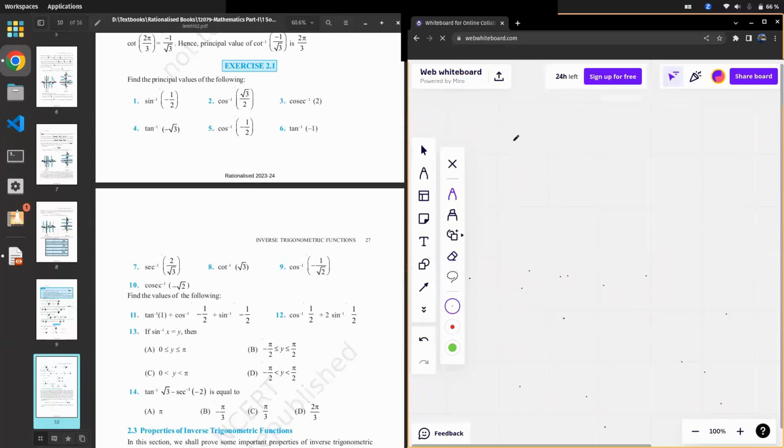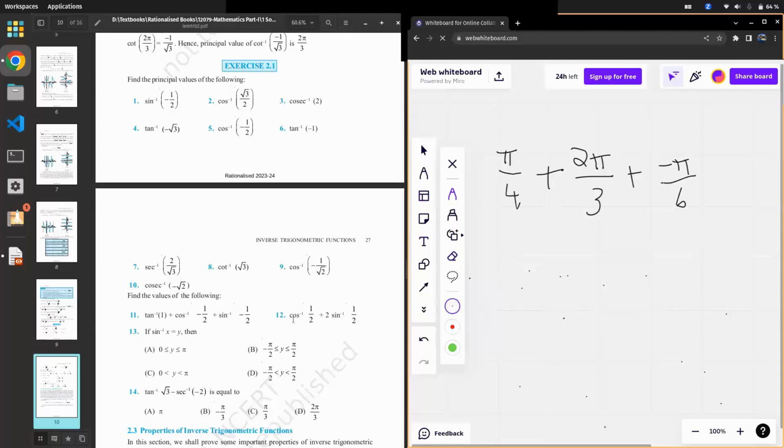So basically tan inverse of 1 will be pi by 4 plus cos inverse of minus half. Cos inverse of minus half will be 2 pi by 3. Sin inverse of minus half will be minus pi by 6. So by adding these three values, we will get our answer. So we move to the next question.